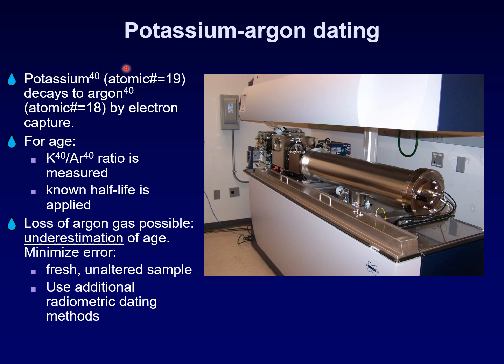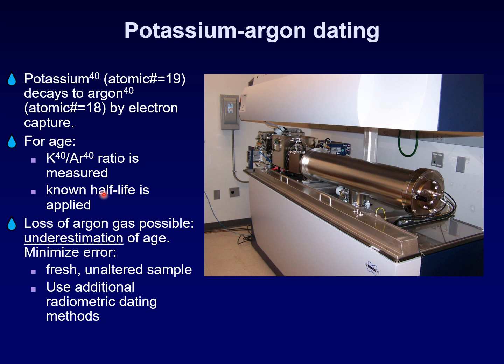So potassium-40, whose atomic number is 19, decays to argon-40, whose atomic number is 18, basically by electron capture. So for the age, we can measure the potassium-40 to argon-40 ratio and figure out how many half-lives or fractions of half-lives have taken place. And then we can figure out how old that rock is.